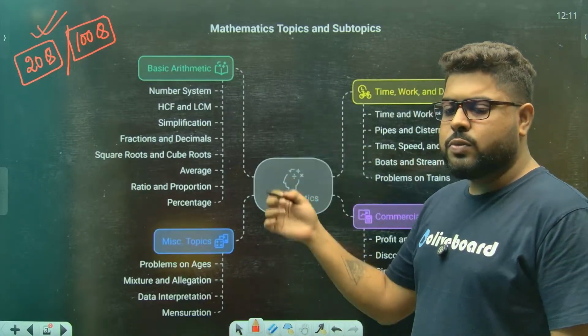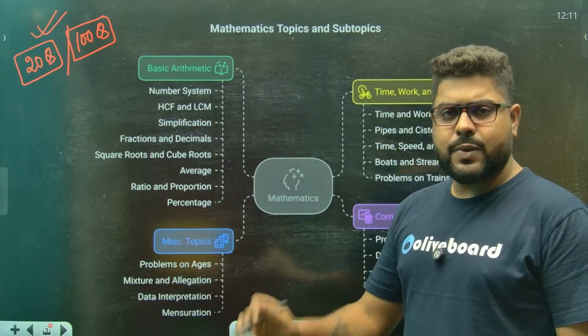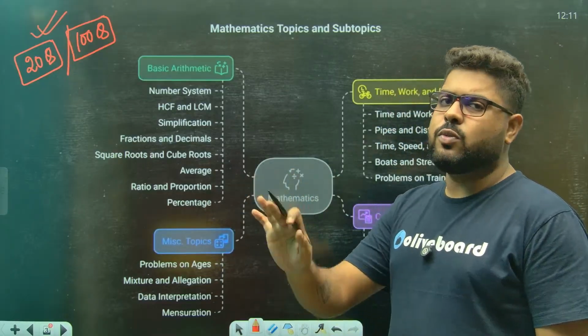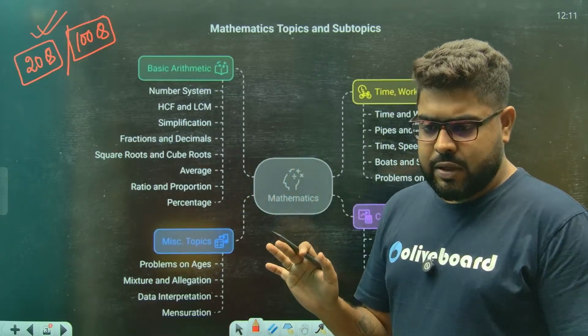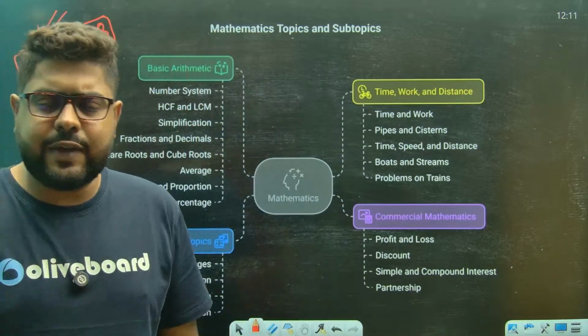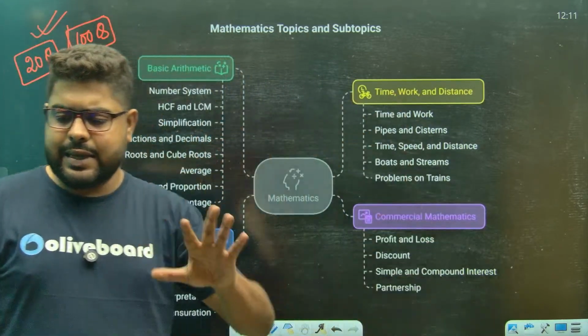Now, how to solve these 20 questions? What will be the level? The level is generally very easy to moderate. Very easy actually. They won't ask you questions that are very difficult or very lengthy, nothing as such.